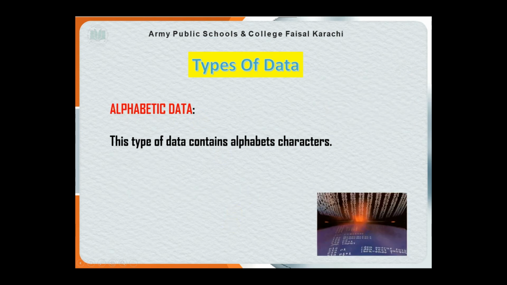Now the second is alphabetic data. Alphabetic means, as everyone knows, A to Z. This type of data contains only alphabet characters like your name. It consists only of alphabets, your father's name, school and city as well.